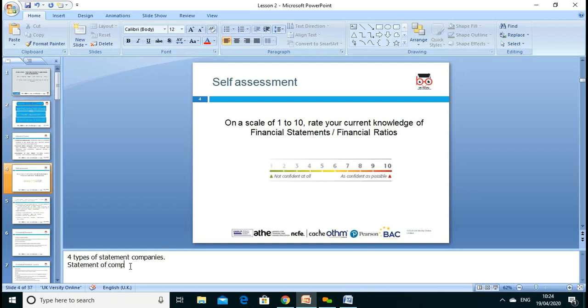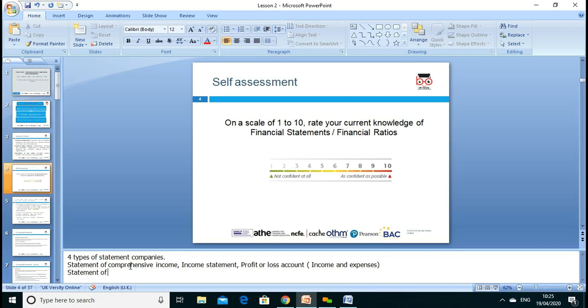So, the statement of comprehensive income, which is also known as the income statement, and also called P&L, which is the profit or loss account, and it shows the income and expenses of a business. So if you want to look at the income and expenses of the business, you have to look at the statement which is called the statement of comprehensive income.